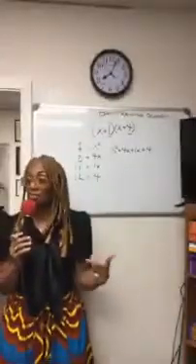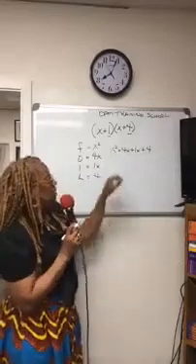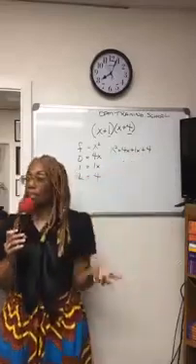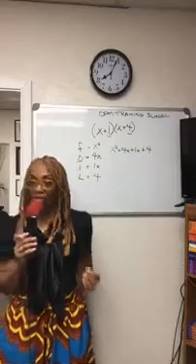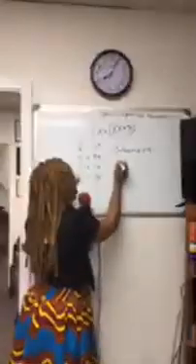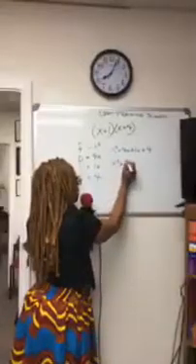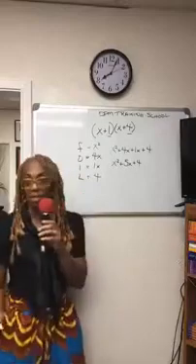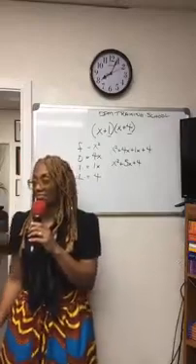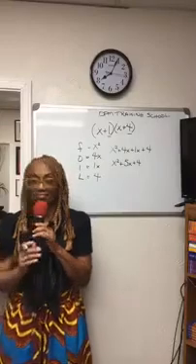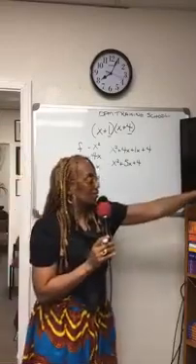But we can combine 4x with 1x. And 4 plus 1 is what? 5. Okay? So we rewrite it as x squared plus 5x plus 4. And that's our final answer.